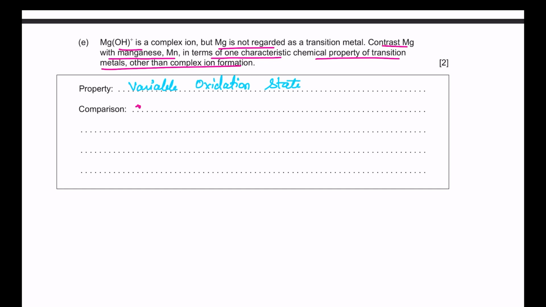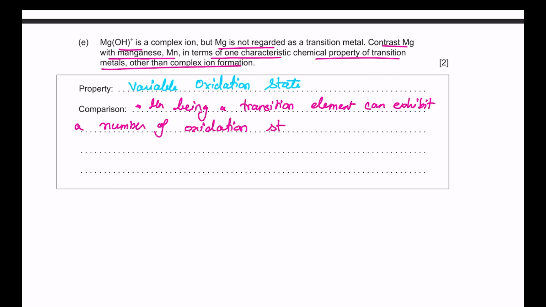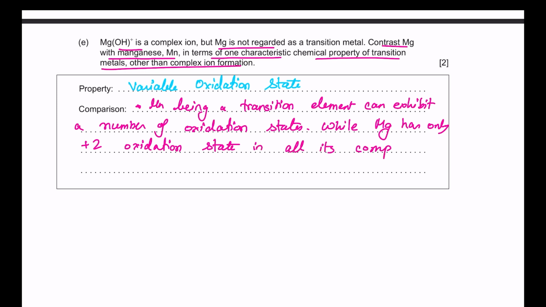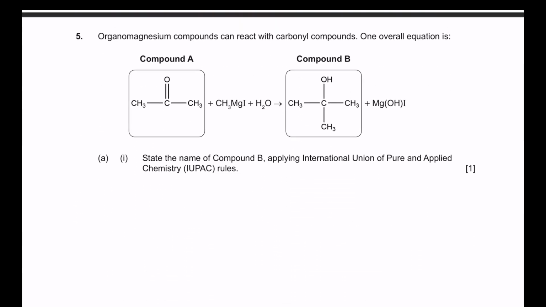and the comparison is: Mn, being a transition element, can exhibit a number of oxidation states, while magnesium has only the +2 oxidation state in all its compounds. Now that's all for question 4. Now we can slowly move on to question 5.